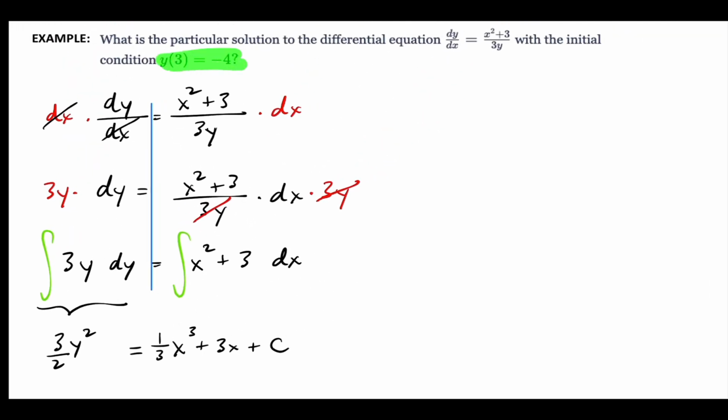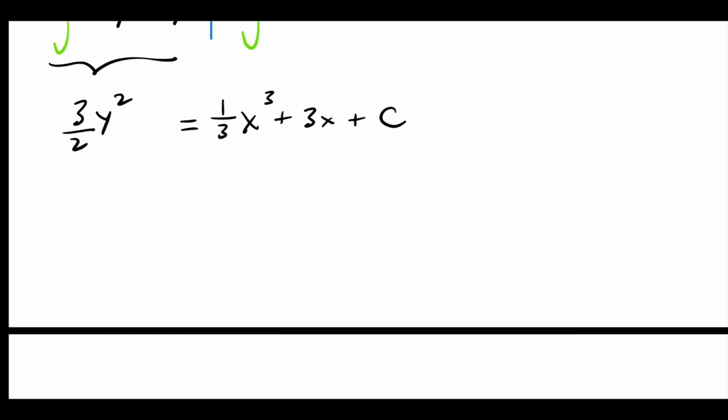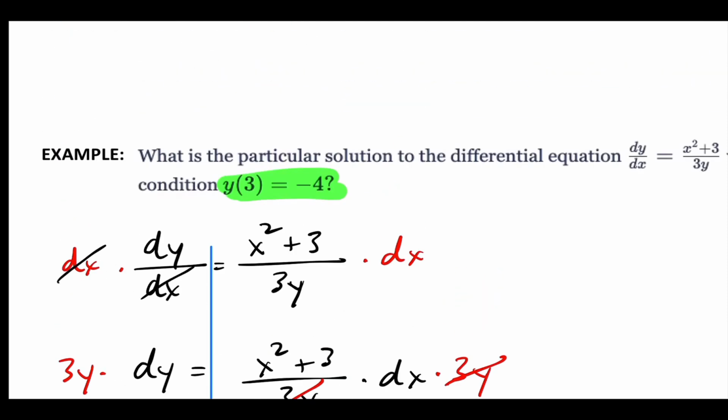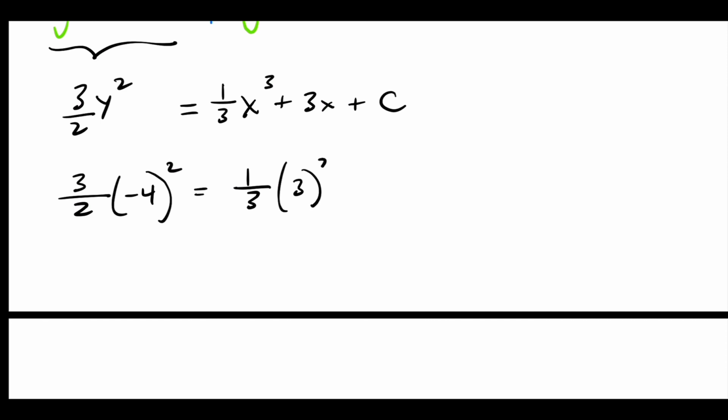We know this piece right here. Y of 3 equals -4. That means when I plug in 3, I should get -4 as an answer for y. So everywhere I see an x, I'm going to plug in 3. Everywhere I see a y, I'm going to plug in a -4. Okay. So the only letter left is c, so I can solve for it.